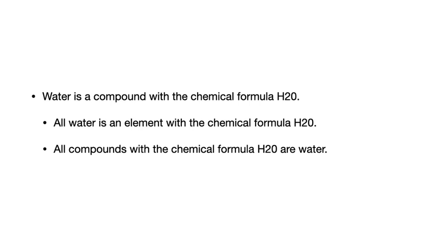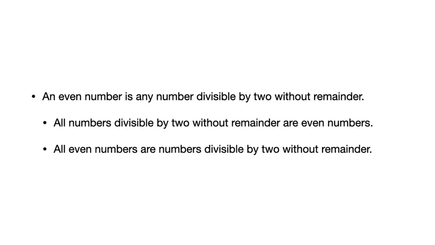Water is a compound with the chemical formula H2O. All water is a compound with the chemical formula H2O. All compounds with the chemical formula H2O are water. An even number is any number divisible by 2 without remainder. All numbers divisible by 2 without remainder are even numbers. All even numbers are numbers divisible by 2 without remainder.